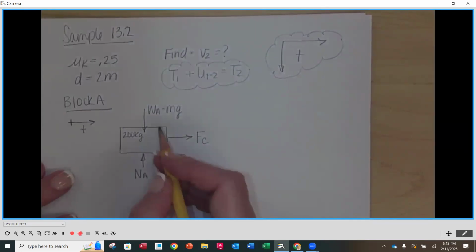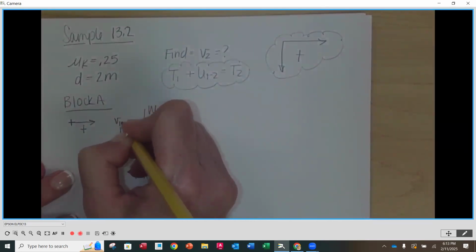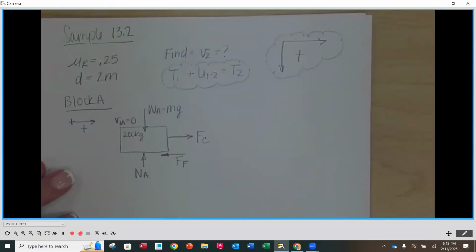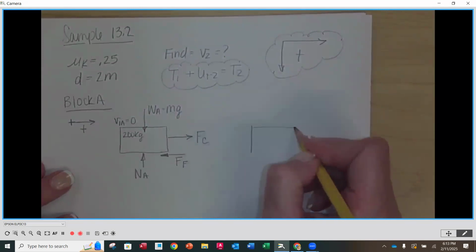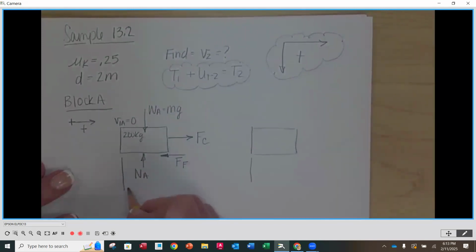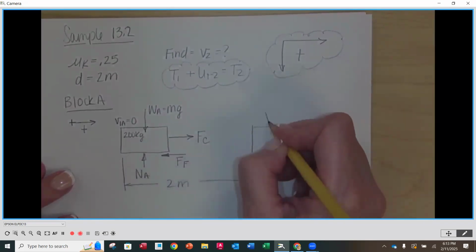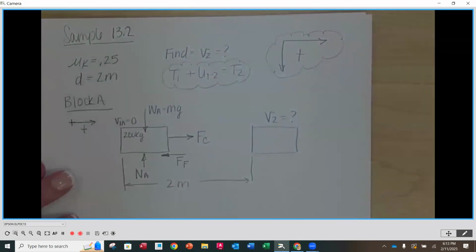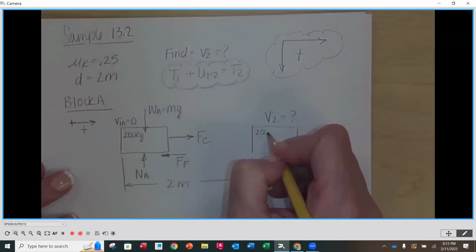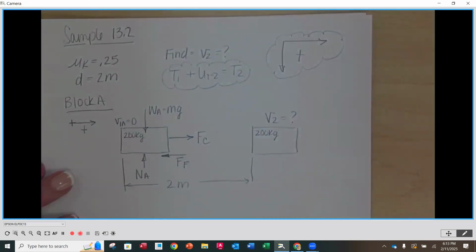Now, this is going to be position 1. So this is going to be considered V1A. It's equal to 0 because this is where it starts. Then we're just going to draw this 2 meters down the way. So this is going to be 2 meters, and this is going to be velocity 2. And I want to know, what is that velocity? And this is going to be the 200 kilograms. This is block A.